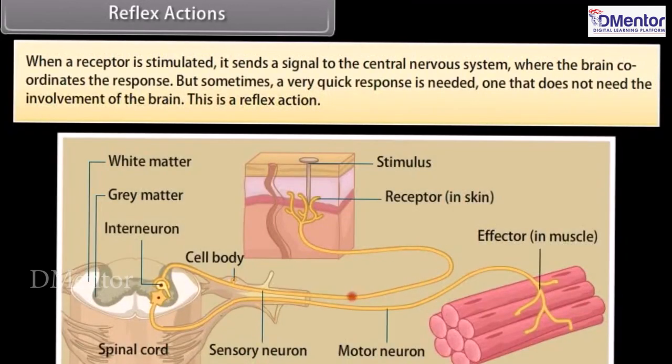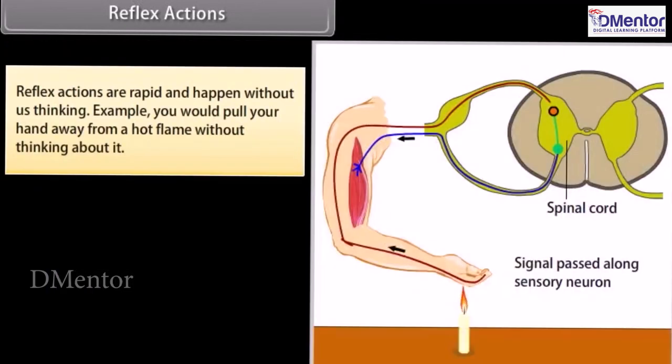Reflex actions. When a receptor is stimulated, it sends a signal to the central nervous system where the brain coordinates the response. But sometimes a very quick response is needed, one that does not need the involvement of the brain. This is a reflex action. Reflex actions are rapid and happen without us thinking. Example, you would pull your hand away from a hot flame without thinking about it.